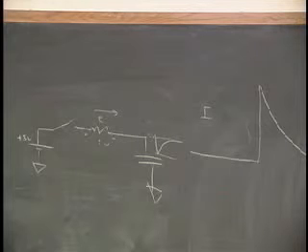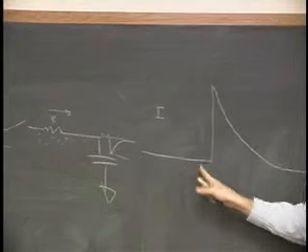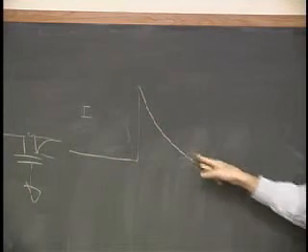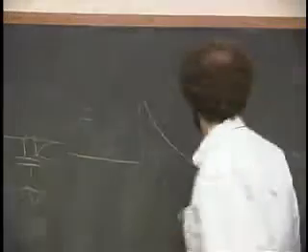So that's what the current looks like versus time. And this is what the voltage on the capacitor looks like versus time. Starts out very high, and then as the capacitor fills up, it goes down to 0. Okay? There's a much easier way for everybody to see this.